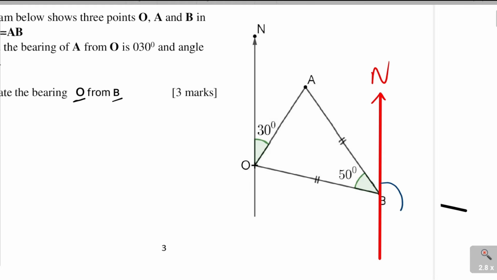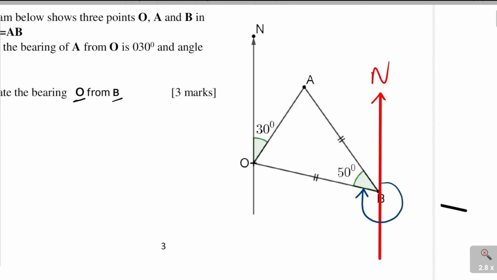This is the angle. We need to get the whole of that angle. Remember, for the true bearing, we measure from the north in a clockwise direction. So that is the angle that we need to get. There's something you're given here. You can see these two signs here. Shows that this is an isosceles triangle.